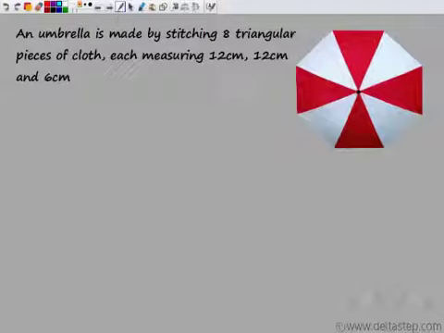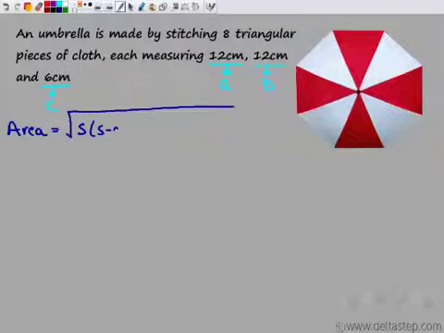So we call this as A, this as B, and the third side as C. So we know that area is given by under root S into S minus A into S minus B into S minus C. So first we need to find S. We know A, B and C. We need to find S. S is A plus B plus C by 2.